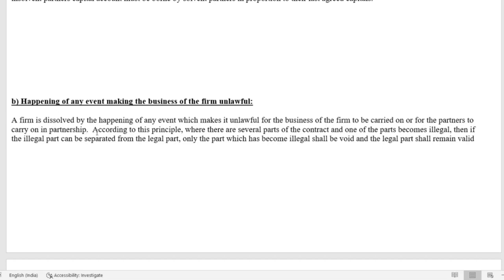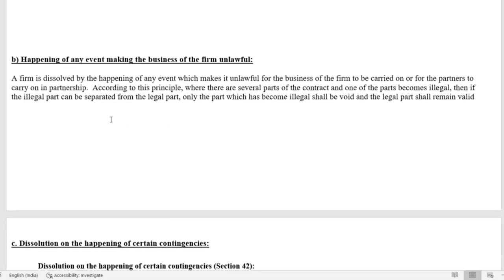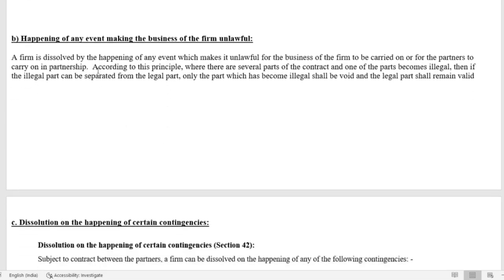So that is what we can see with regard to the happening of any event making the business of the firm unlawful. A firm is dissolved by the happening of any event which makes it unlawful for the business of the firm to be carried on, or for the partners to carry on the partnership. This is the second aspect where we can recommend the compulsory dissolution of the partnership firm.